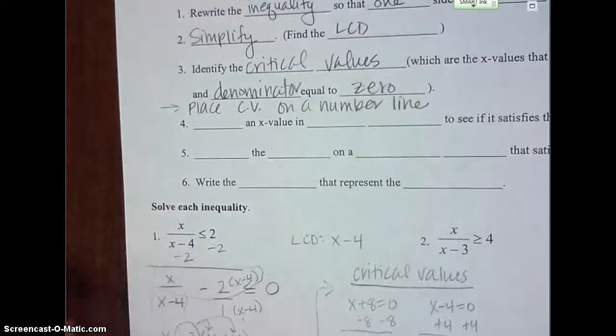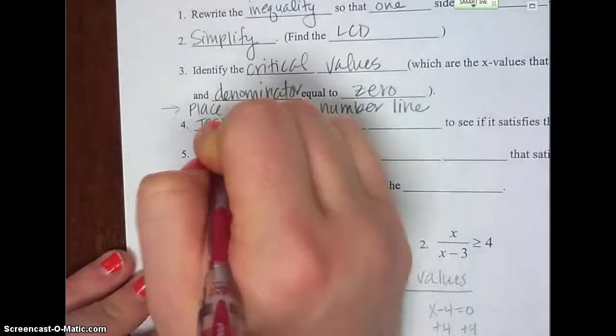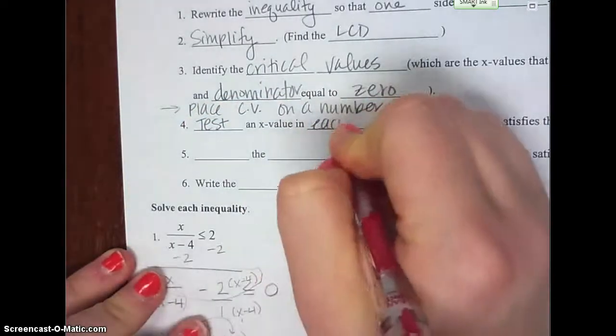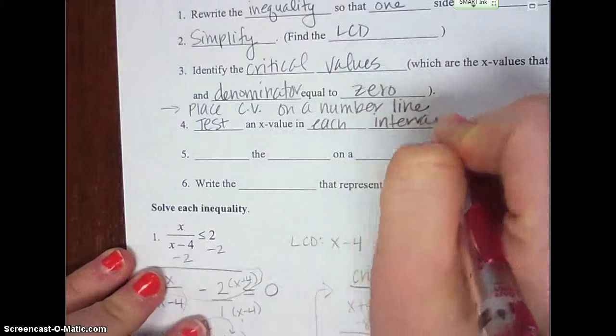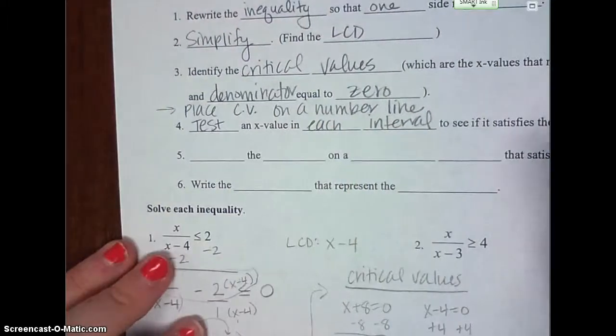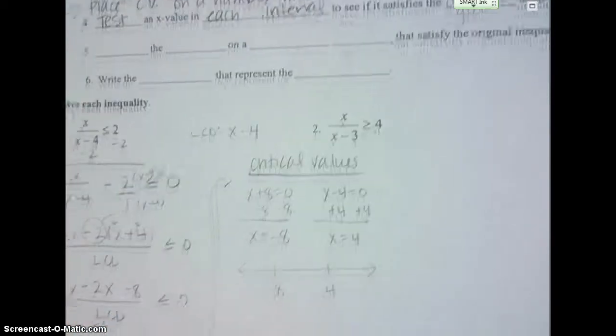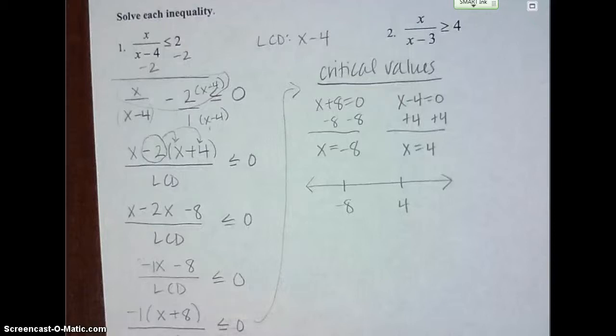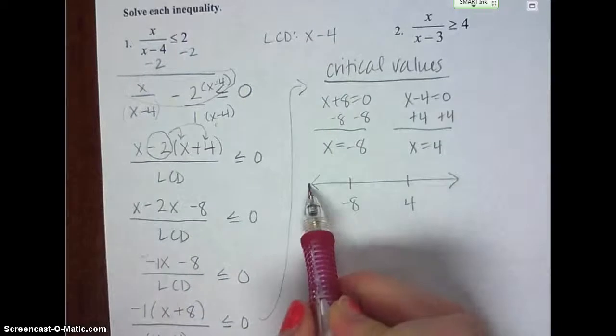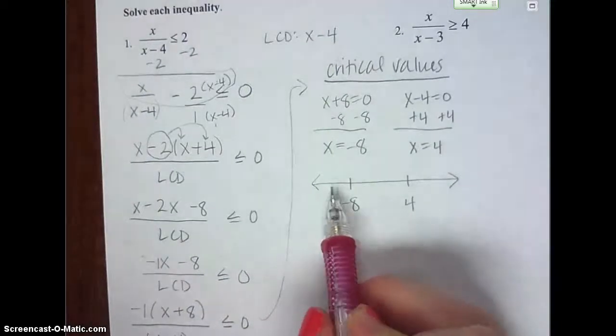After you put them on a number line, then step 4, test an x value in each interval, and I'll tell you what that means, to see if it satisfies the original inequality. So what does that even mean? Since we're not solving an equation, when we solve an equation that has an equal sign in it, we are going to get x equals something, or x equals negative 5, x equals 2. So specific numbers. On here, you're going to get something like x could be less than negative 8. So it could be an entire set of numbers. So we have to test.